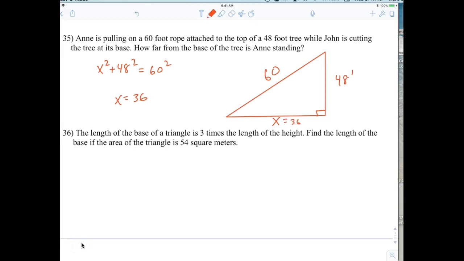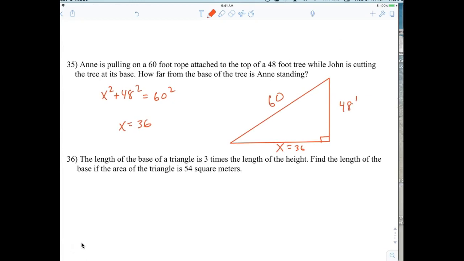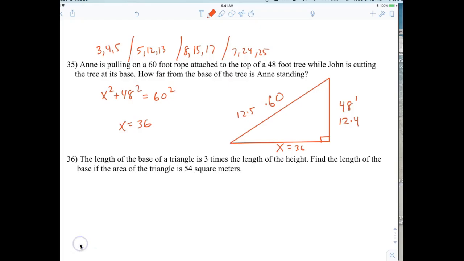Now, hopefully you remember what I told you. I want you to write this down again: 3, 4, 5; 5, 12, 13; 8, 15, 17; 7, 24, 25. Now, how did I know it was 36? I knew it was 36 because this is 12 times 4, this is 12 times 5, so this had to be 12 times 3.